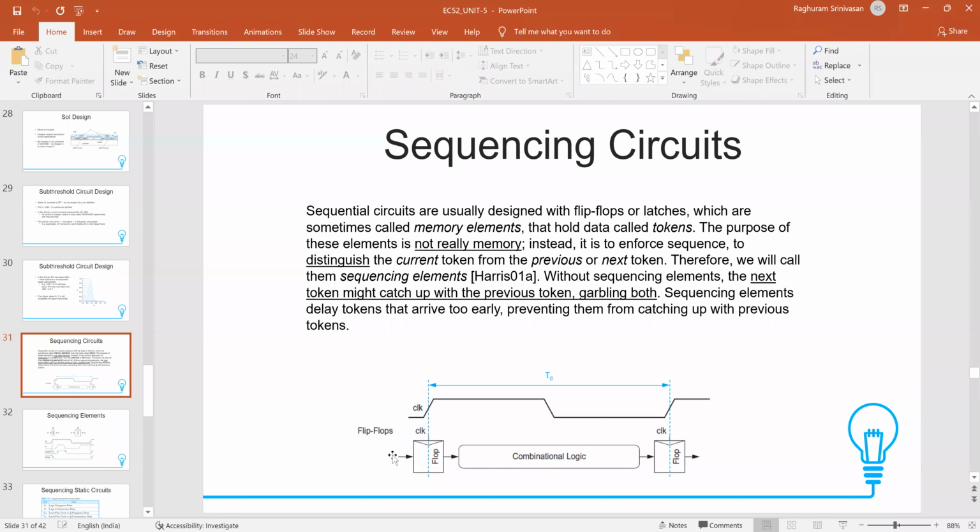It has to be distributed through the IC, because throughout the IC, this type of sequencing element will be there, and they have to be given the clock signal for proper operation.